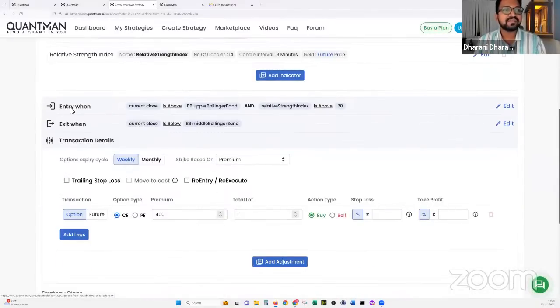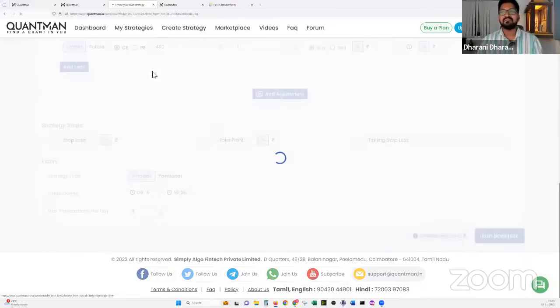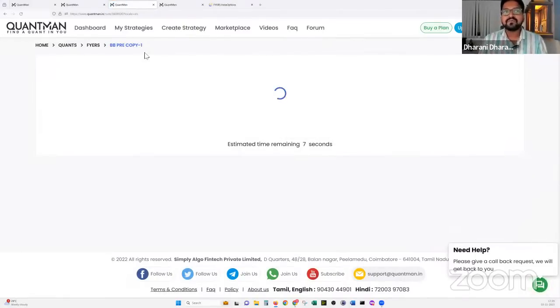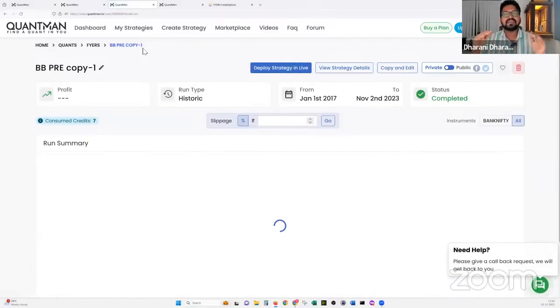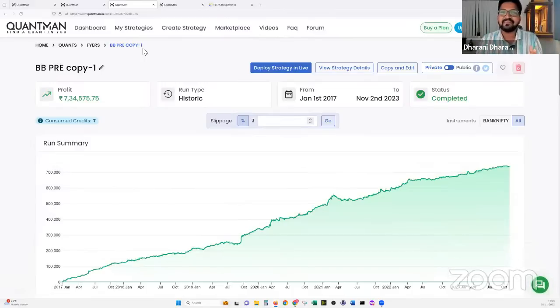So now we can see the entry when we have just given the conditions. I'm not changing anything other than that. I just click on run backtesting. So now here is where you guys are going to understand one thing. Till now we have learned that above RSI 70 is where the market returns.